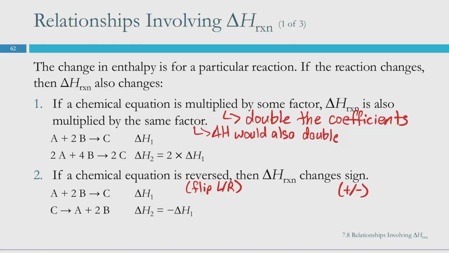So looking at that same A plus 2B goes to C, that has some delta H value. If we flip it and we take C and turn it back into A plus 2B, if we got energy out to make C, we would have to put energy in to make it back into A and 2B. So our new delta H value would be the negative of our initial delta H.